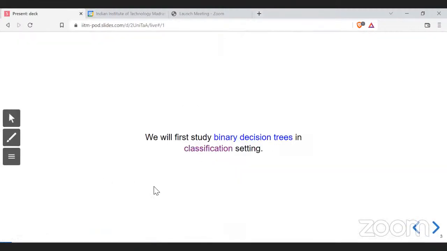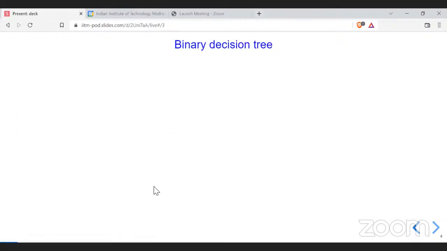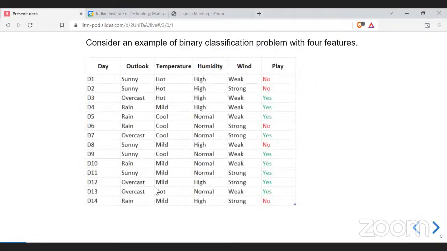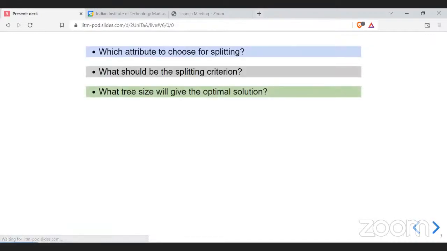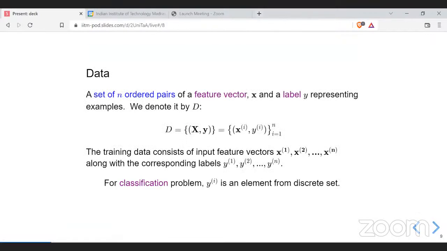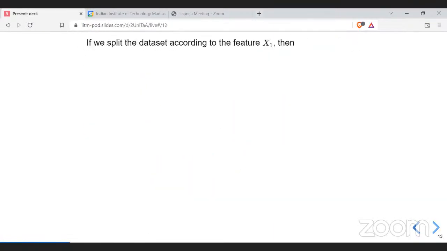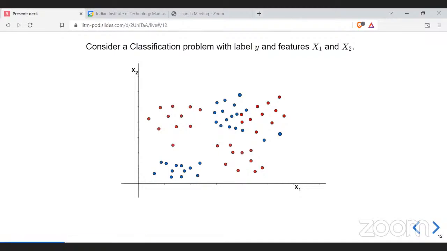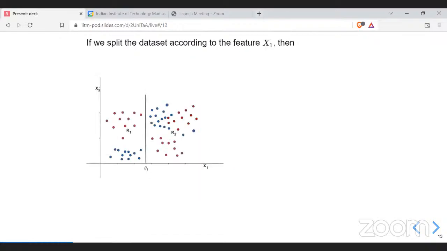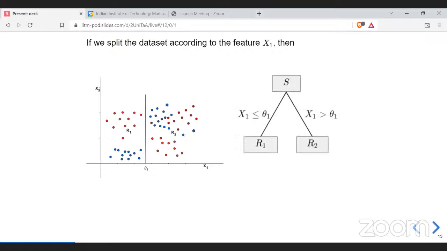Okay, so if you see, yeah, let's say this is your data set, and you have two features x1 and x2. Now I'm dividing my input space into two parts using the variable x1. If x1 is less than theta 1, I'm in region R1, and if x1 is greater than theta 1, I'm in the space R2. Now I've divided my data set into two parts, R1 and R2.